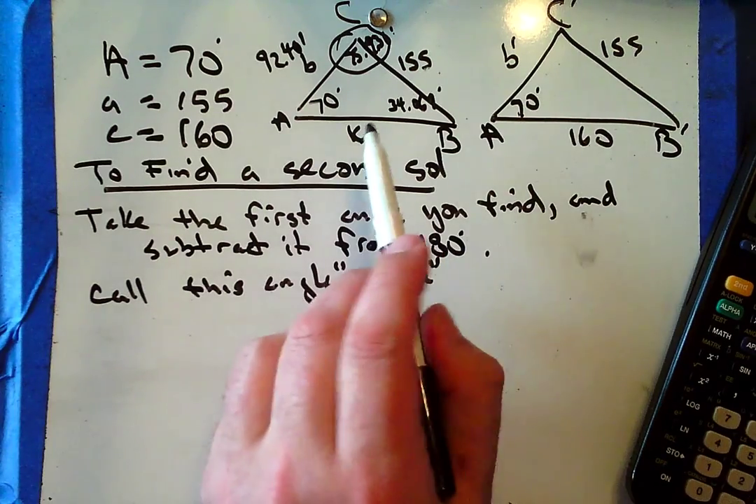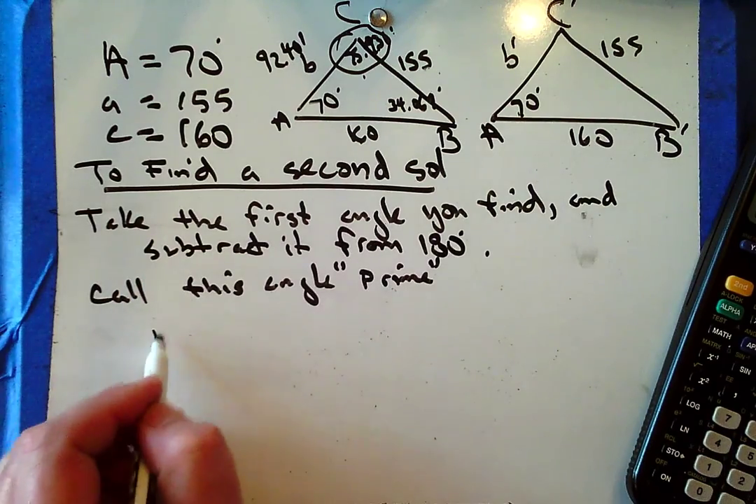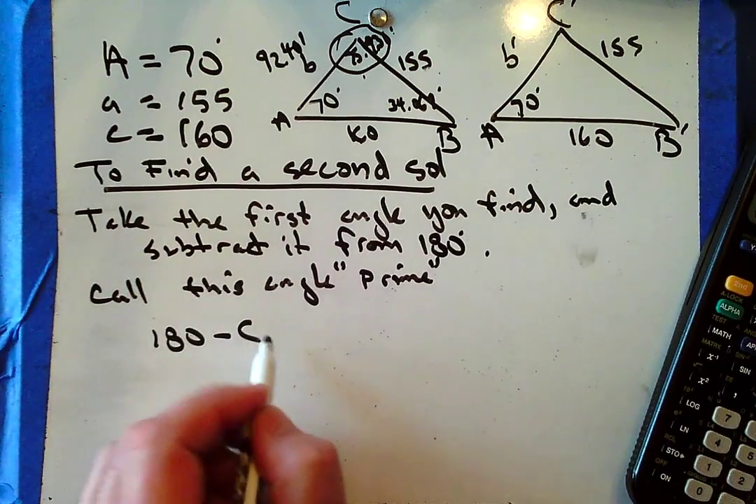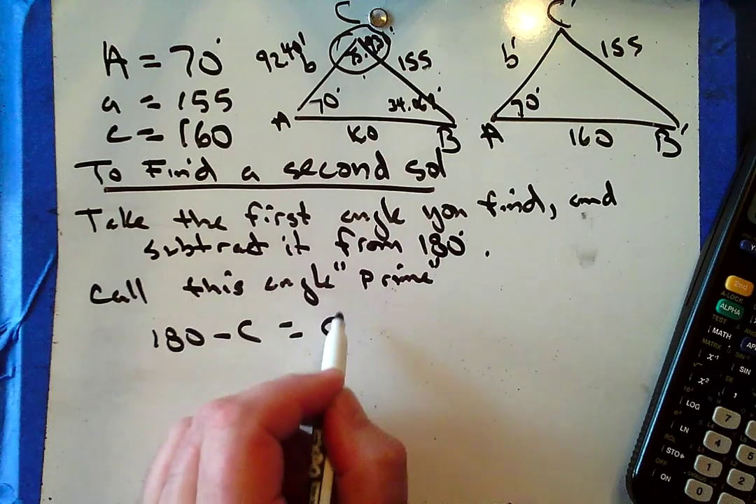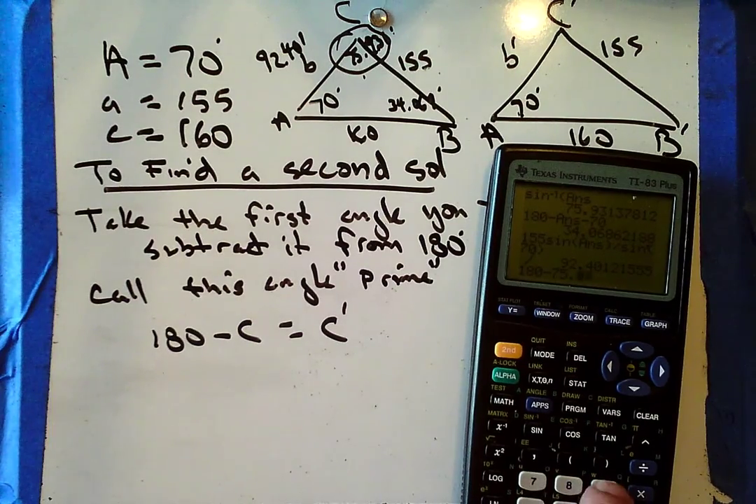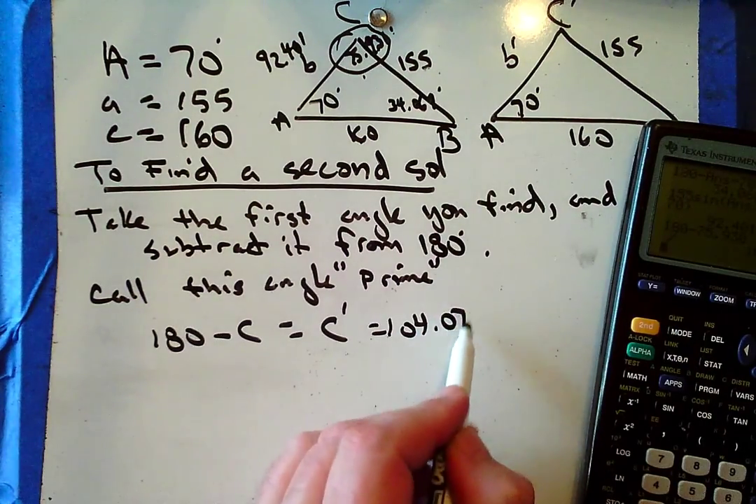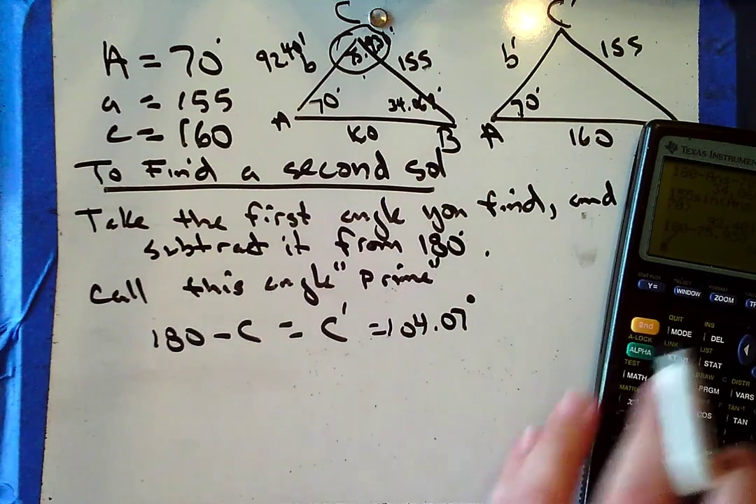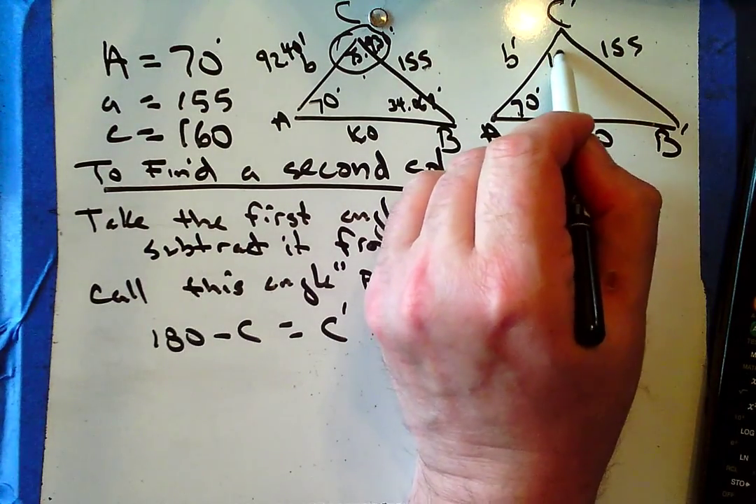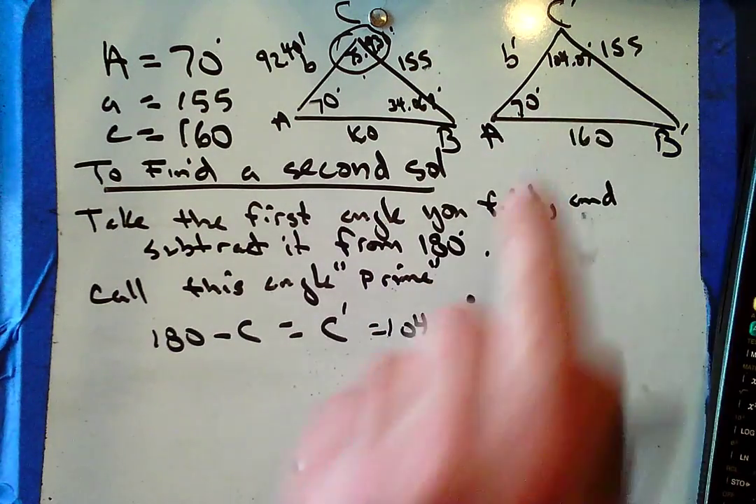For example, in our last problem, we found big C. I'm going to do 180 minus big C, and that gets me this thing called big C prime. So 180 minus 75.931, and I end up with 104.07 degrees. So I put 104.07 degrees here.